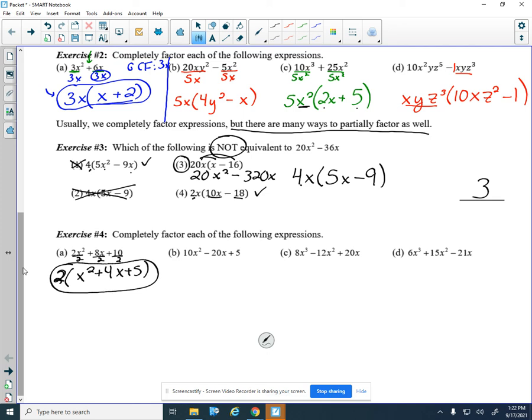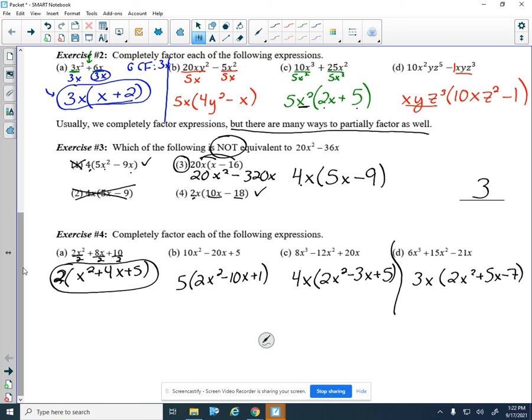Maybe try the next 3 by yourself and then check the video. In my 3 terms here, I take out a 5, leaving me with 2x squared minus 10x, and don't forget that plus 1. On my next one, we actually do have an x in common because all 3 terms have an x in them, and it's just x to the first is my GCF, as well as a 4. So I take out 4x, and I have 2x squared minus 3x plus 5. Last one, GCF would be 3x, so I have 2x squared plus 5x minus 7 left in parentheses.